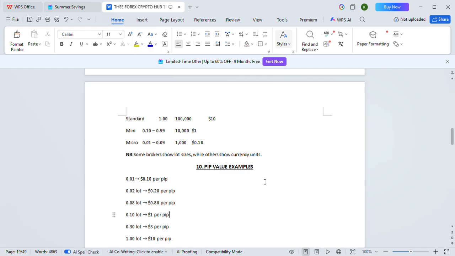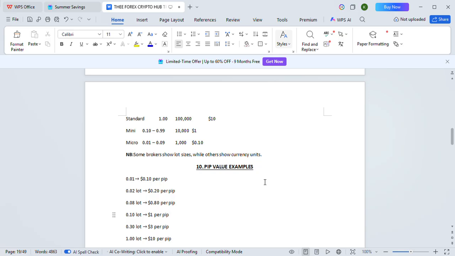If it's 0.1 lots, it is times 10, so the lot value is $1. Then if it's 0.01, the lot value is $0.1. So that means if you enter using 0.01 and the market goes on your side 10 times, that is 10 pips, you will have gained 0.1 times 10, so you will have gained $1 as your profit.